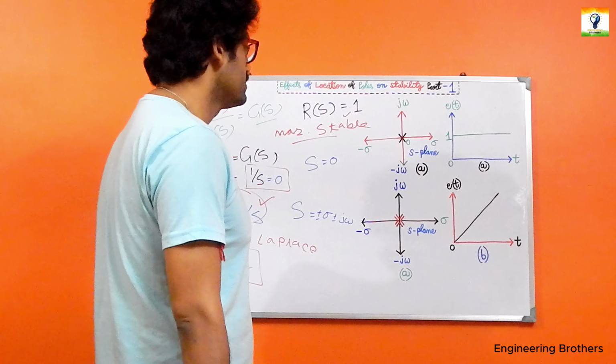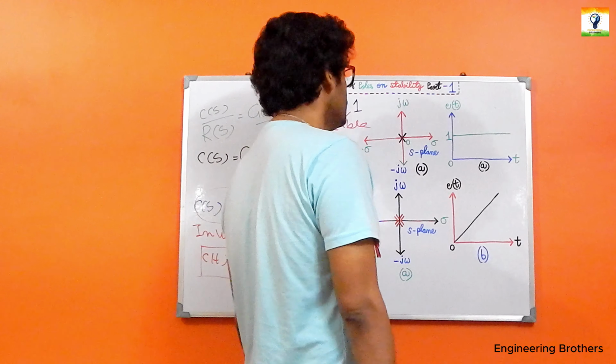In our previous class, we considered the pole at the origin and how to consider that in terms of stability, which I have already described in a previous part. I do need to refresh it once again. First of all, the transfer function will be C(s) by R(s), which is G(s), and our ultimate objective is to consider whether the system is stable or not.